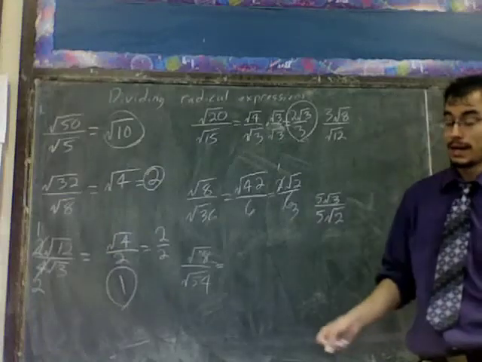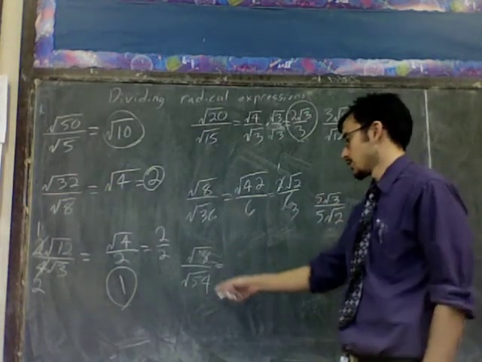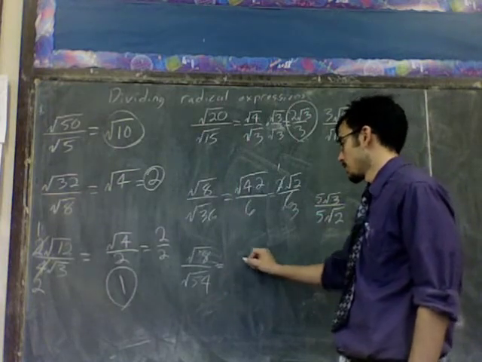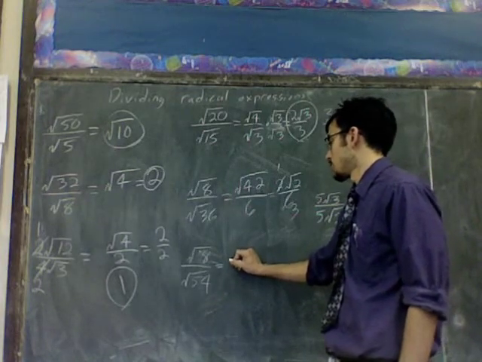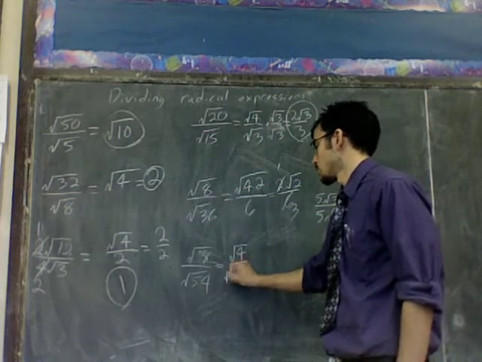Next problem, same idea. See what goes into both of these. Well, the square root of 8 and the square root of 54. 2 goes into both of them. So if I divide 8 by 2, I get the square root of 4. If I divide 54 by 2, I get the square root of 27.